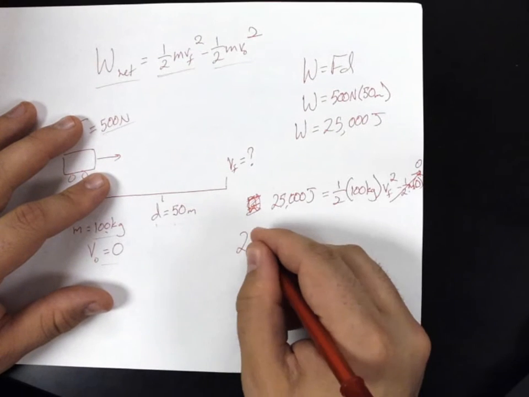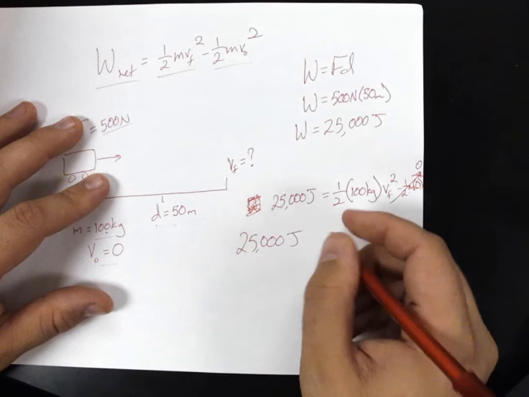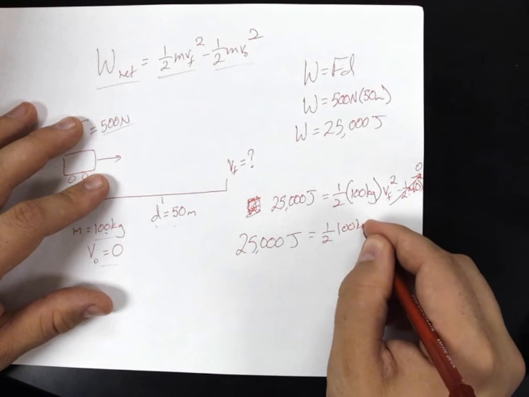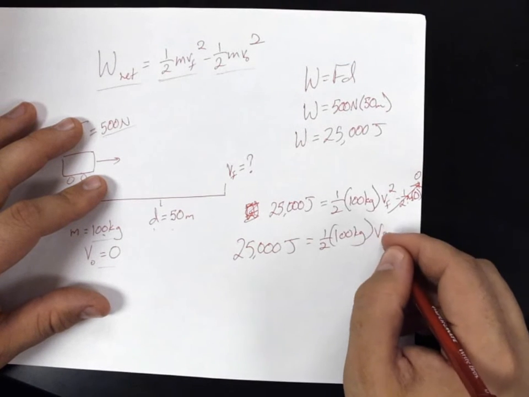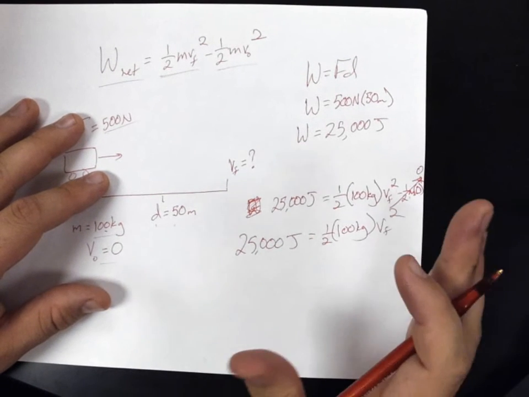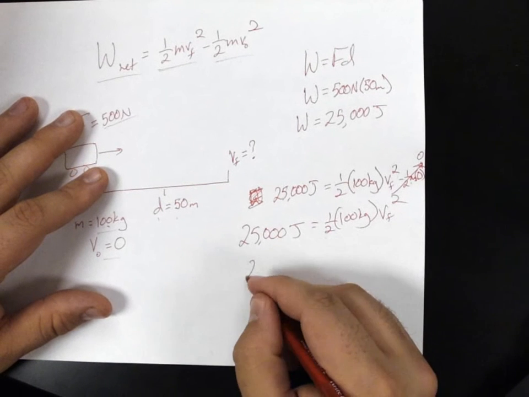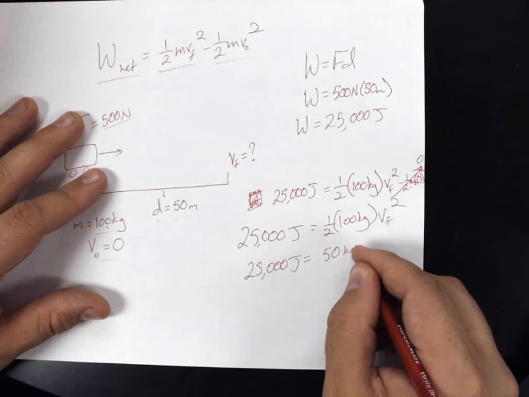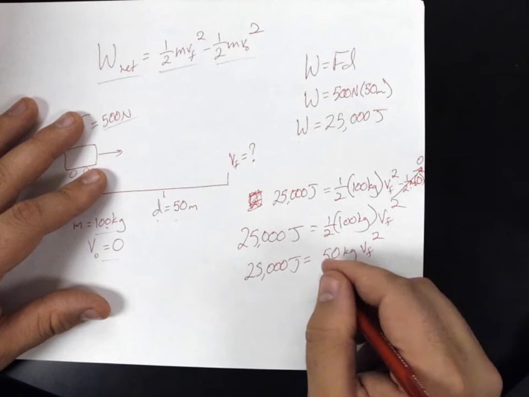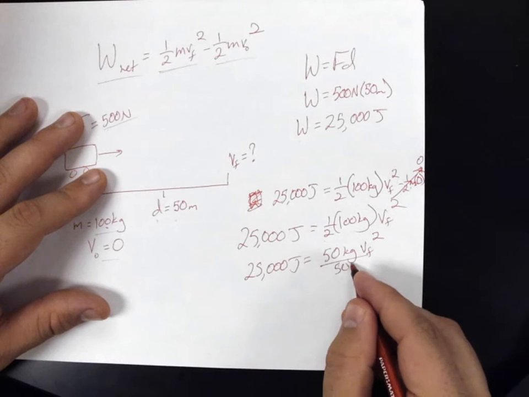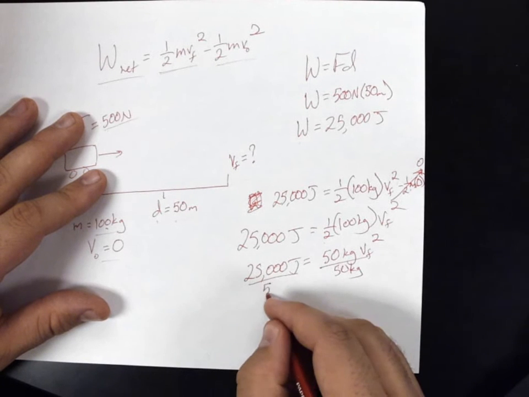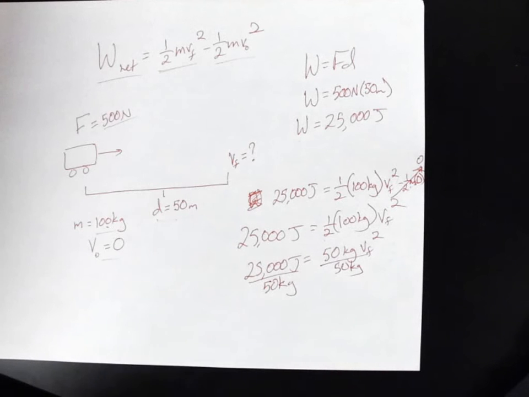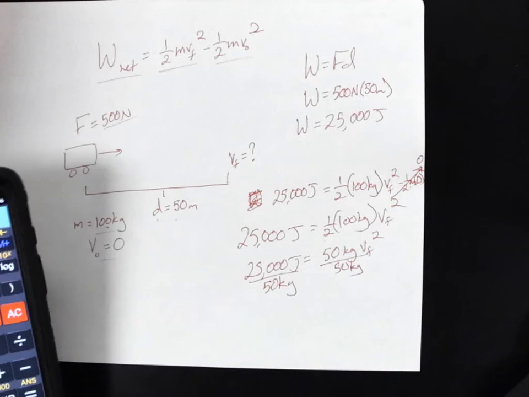So we can rewrite this as 25,000 joules equals 1/2 times 100 kilograms times VF squared. Now we just do some simple math. We take 1/2 times 100: 25,000 joules is equal to 50 kilograms times VF squared. Divide both sides by 50. That's the math portion, the simpler part. Always it is the problem that you have the setup, right? The setup is the problem.